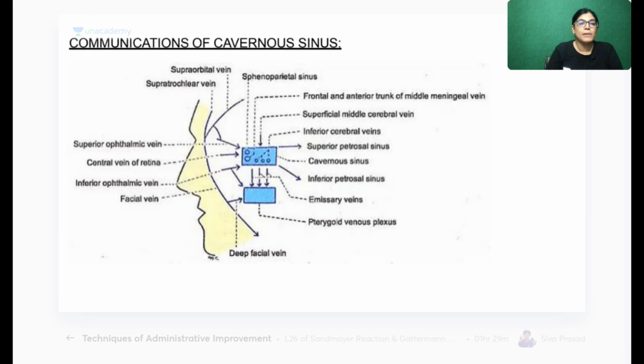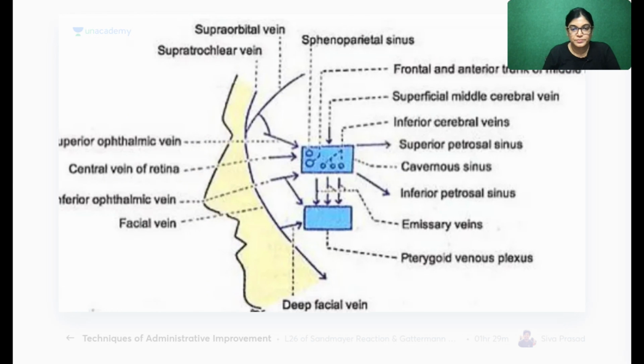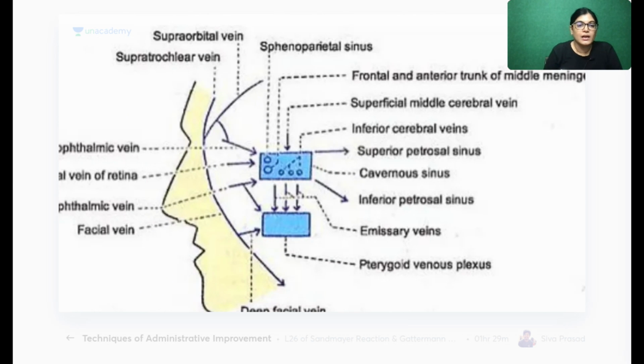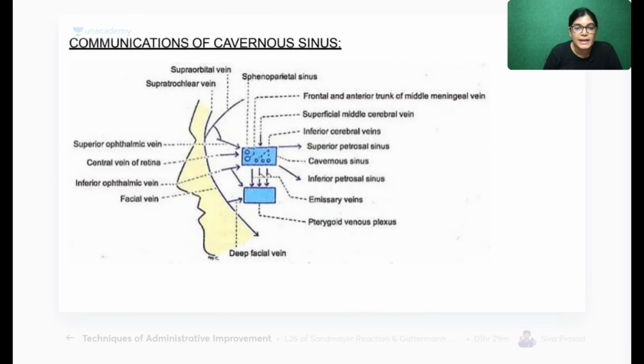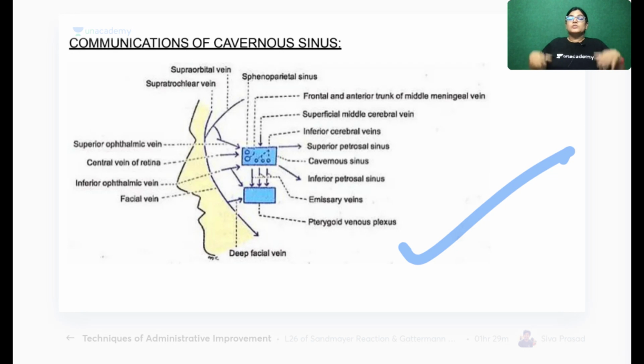Now let's talk about the applied anatomy. Another diagram showing the communications of cavernous sinus is shown here. It is forming communication with superior petrosal sinus, inferior petrosal sinus, inferior cerebral vein, and pterygoid venous plexus via emissary vein. All these facial veins, supraorbital and supratrochlear, will drain into the ophthalmic vein and form communication with cavernous sinus. These two diagrams are very beautiful, anatomically correct, showing the whole communication of cavernous sinus.